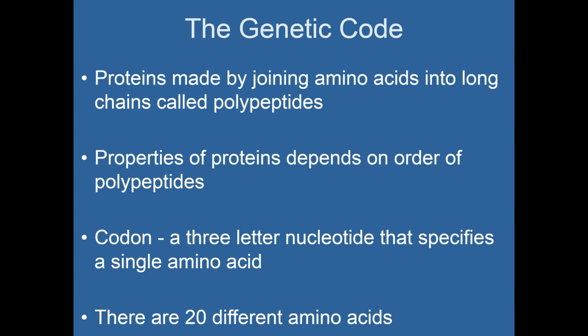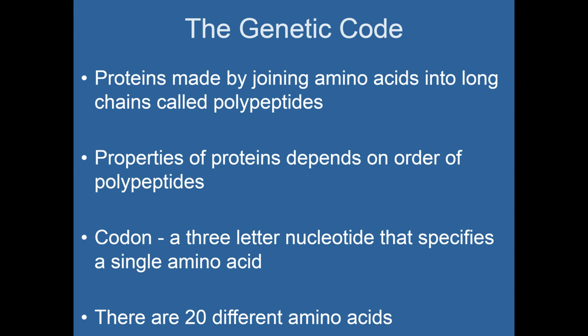The genetic code. Genes are really codes, and they are expressed through our phenome. Proteins are made by joining amino acids into long chains called polypeptides. The properties of proteins depend on the order of the polypeptides. The order can differ, and with each order you get a different genetic code. So codons are the order of these polypeptides.